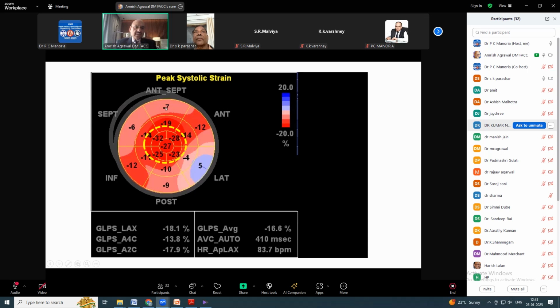So actually there's a gradient from the base of the left ventricle to the apex of the left ventricle. And this gradient, what we describe in the books as the cherry on top of the ice cream, is one of the patterns which have been described in cardiac amyloidosis.